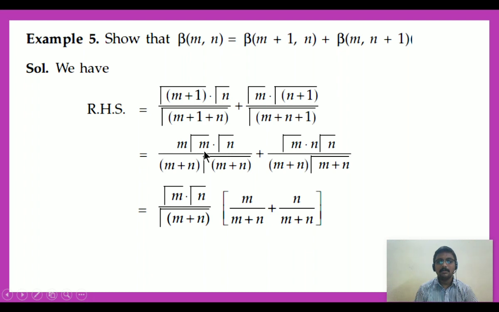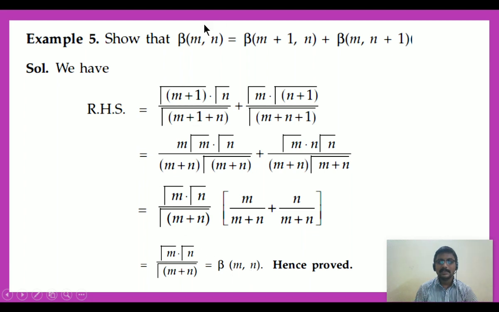Now taking out the common factor, gamma of m into gamma of n by gamma of m plus n, the remaining term in the first term is m by m plus n. The remaining term in the second term is n by m plus n. Now gamma of m into gamma of n by gamma of m plus n is nothing but beta of m, n. Here the LCM is m plus n. In the numerator we will have m plus n. Clearly both m plus n get cancelled. So it is the required RHS, thus we get the LHS.